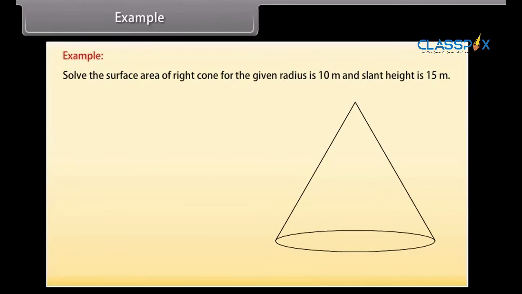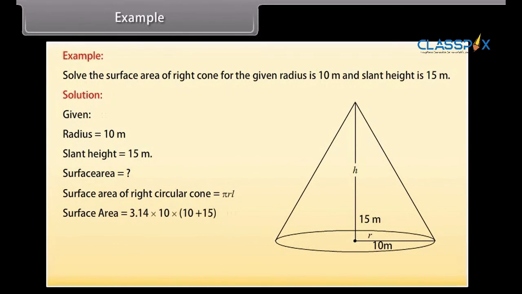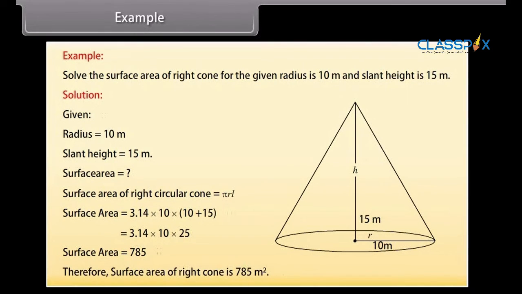Example. Find the surface area of a right cone for the given radius of 10 meter and slant height of 15 meter. Solution. Radius and slant height, which are 10 and 15 meter respectively, have been given. We have to find the surface area. We know that surface area of a cone is equal to pi r into L plus r. Therefore, by substituting the values we get, surface area is equal to 3.14 into 10 into 10 plus 15. By solving this, we get surface area is 785. Therefore, surface area of the right cone is 785 square meter.